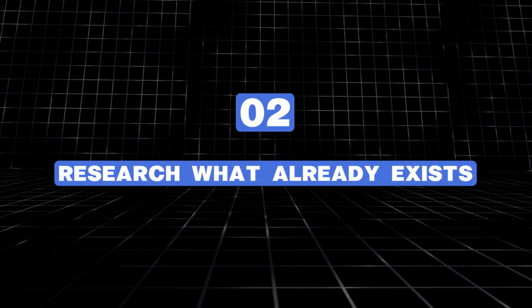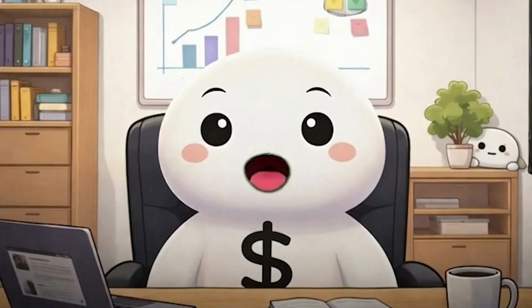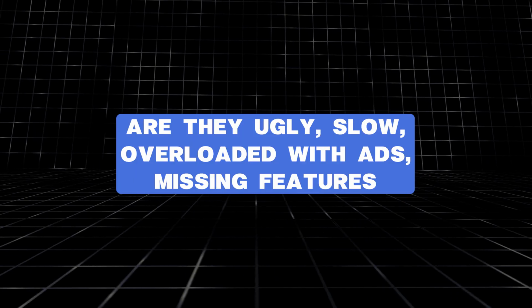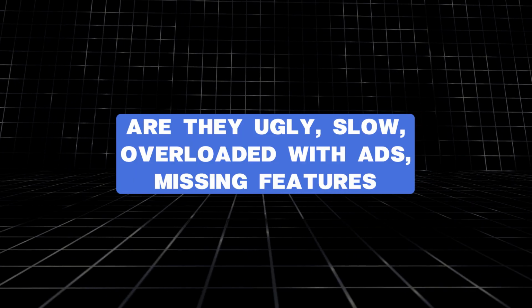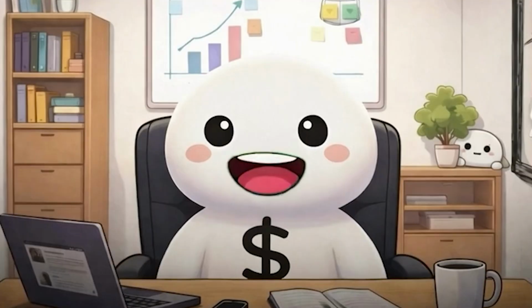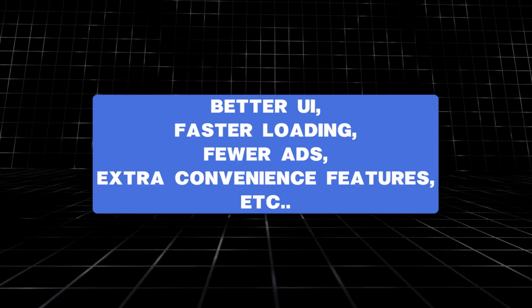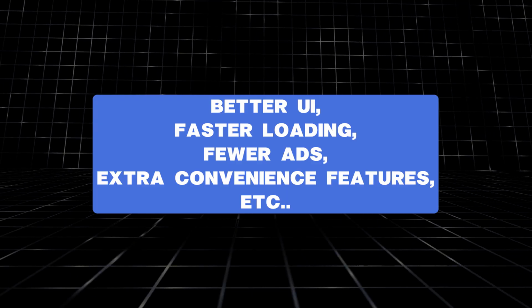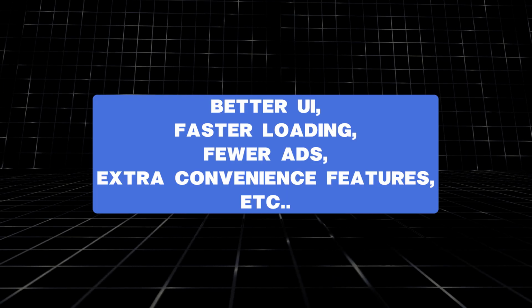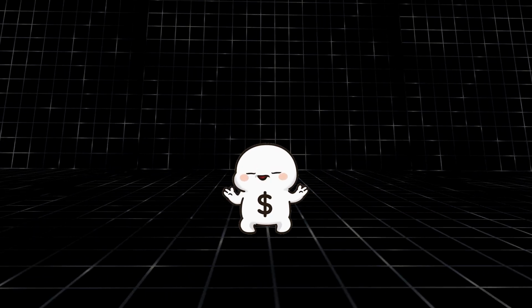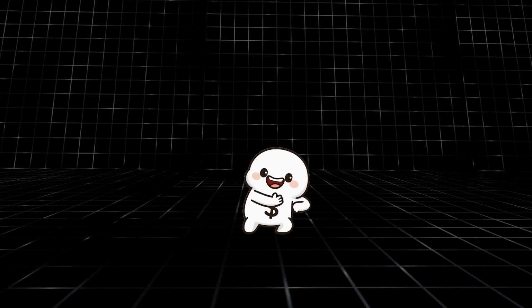2. Research what already exists. Google it. Then click the top results. Ask yourself, are they ugly, slow, overloaded with ads, missing features? 3. Make a list of improvements. Write down what you'll do better with your site. Keep it simple, like better UI, faster loading, fewer ads, extra convenience features, etc. Some people get crazy ideas here. Please don't. You just need to execute well.